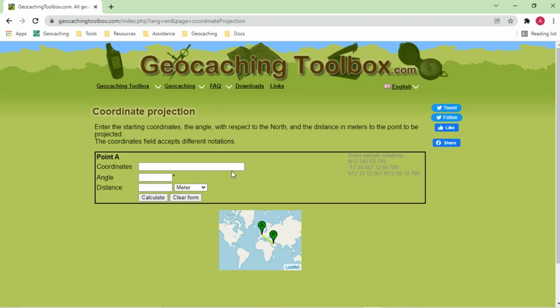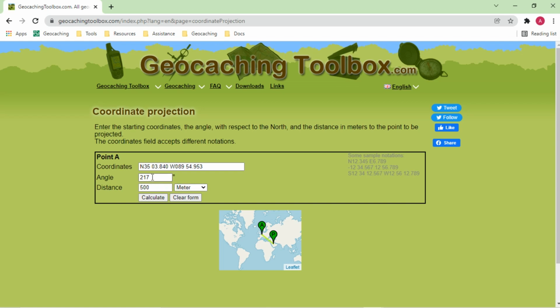So for a projection, we need three things. A starting coordinate. So I'll just take a random coordinate here. I believe it's somewhere in Memphis. And then the next thing is that we need kind of like degrees, to indicate which direction. And this is often a given or something you calculate from the puzzle. And then a certain distance. And of course, we need to know what units that distance is in, right?